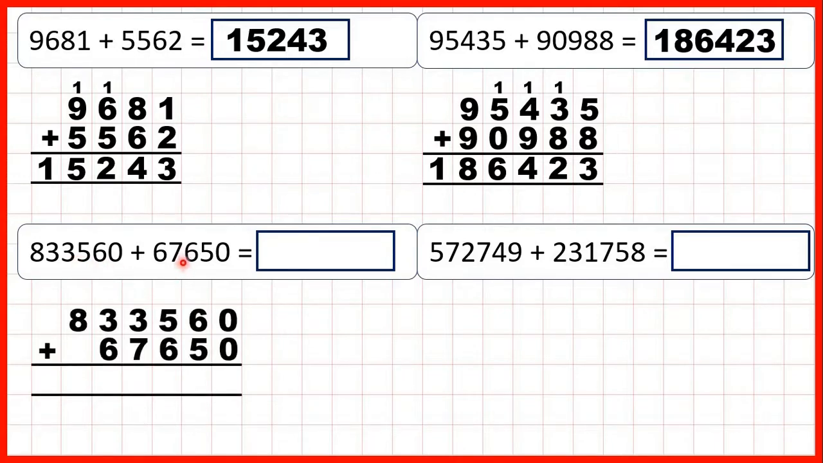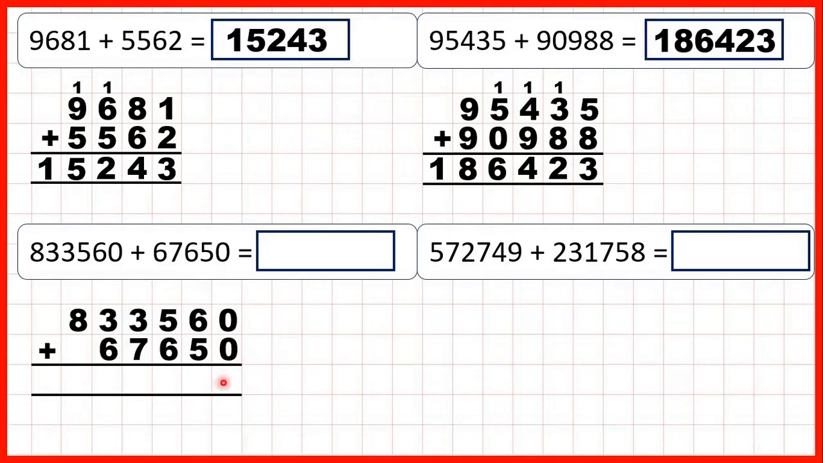Now we have 833,560 plus 67,650. So because we're adding whole numbers, we need to make sure that the numbers are written out with the digits lined up on the right hand side. Because if we do that, then the place values in the question, so our ones, tens, hundreds, thousands, 10,000s, and 100,000s will be lined up as well.